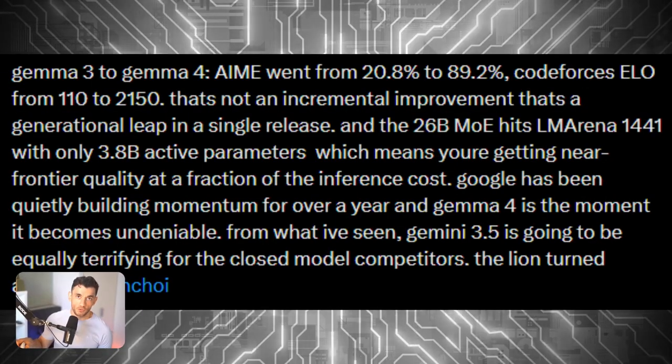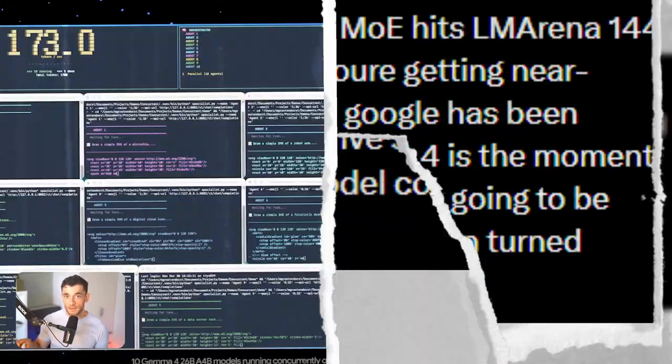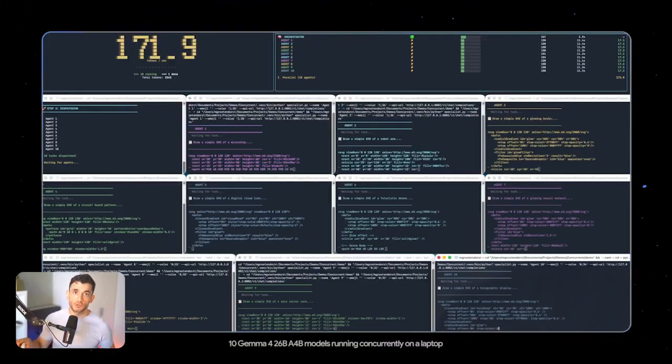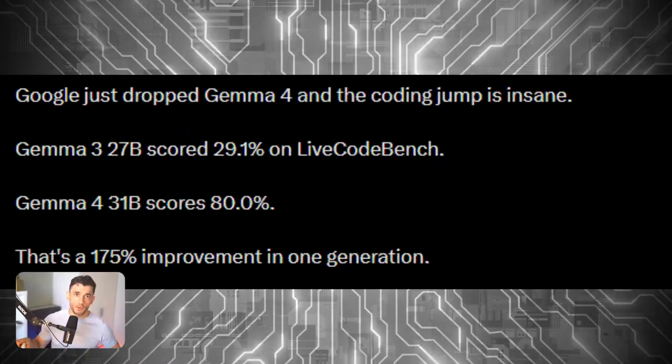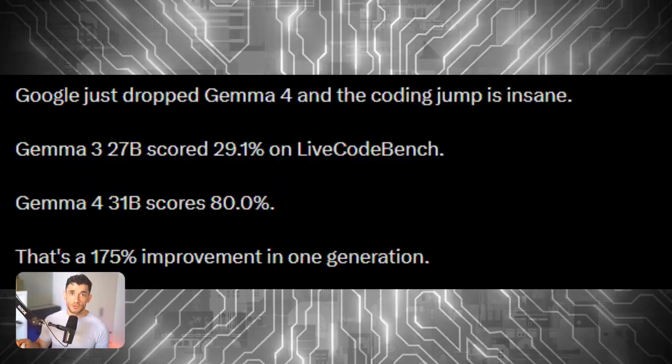The previous model, Gemma 3, scored 20.8% on AIME 2026. That's a math benchmark. The Gemma 4 31B scores 89.2% on the same test. That's not a small jump. That's a complete transformation. On Live Code Bench, a coding benchmark, Gemma 3 scored 29.1%. Gemma 4 31B scores 80.0%.